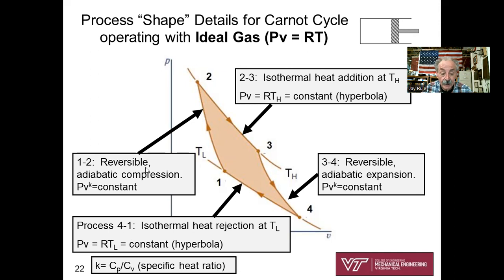And then just to finish off, process 1 to 2, the compression process, reversible and adiabatic. We can show that PV to the K is constant for an ideal gas with constant specific heat. And remember that K is simply the ratio of CP over CV. Okay, so I'm blazing through that. You might come back to this at a later time if you want to download the static PowerPoint of this video.